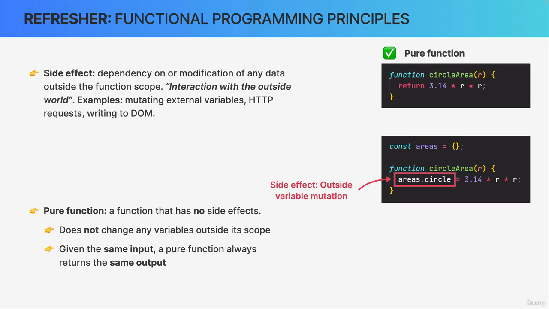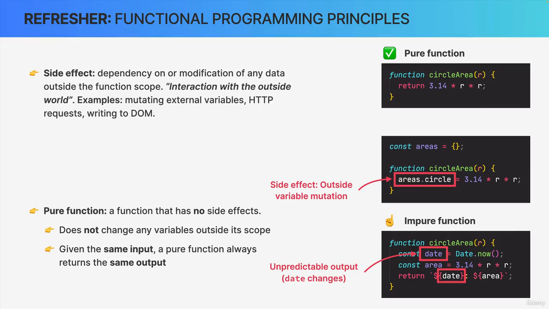So the output only depends on the inputs, which makes this function predictable. This other function right here, on the other hand, is completely unpredictable because it returns a string that contains a date, and that date changes every second. So in this case, even if we give the function the same input, the output will always be different, because the date will always be different. And therefore, this is an impure function.